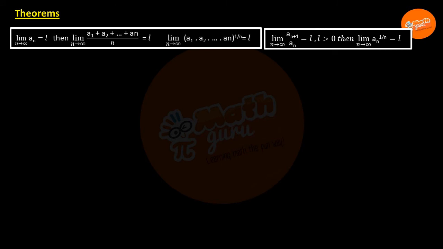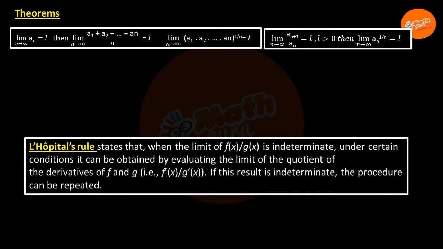If limit n tends to infinity a_n plus 1 divided by a_n equals L and L greater than 0, then the limit n tends to infinity (a_n) whole raised to 1 by n, that is the nth root of a_n, equals L.